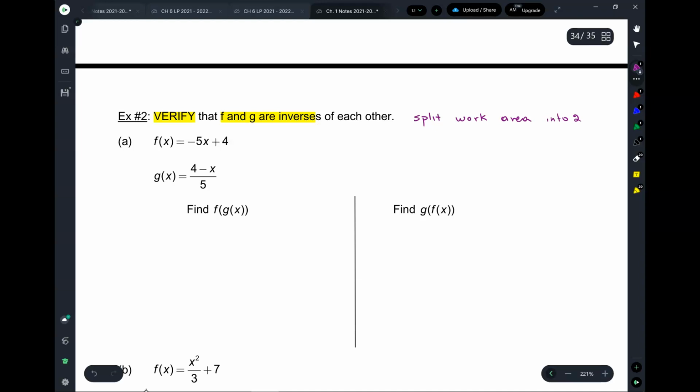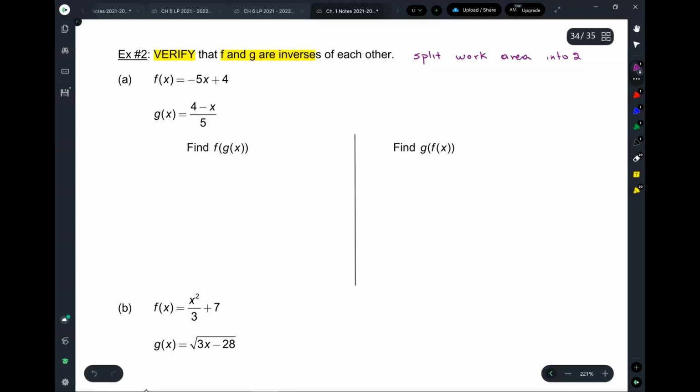Remember for the symmetry, we split into 3? The reason why we're so adamant about you doing that is because you need that skill in other things as well. So here, you split into 2. Now, you're going to do this every single time. When it says verify that they're inverses, you have to find f of g of x, and then you have to find g of f of x. This is why we taught you the lesson from before.